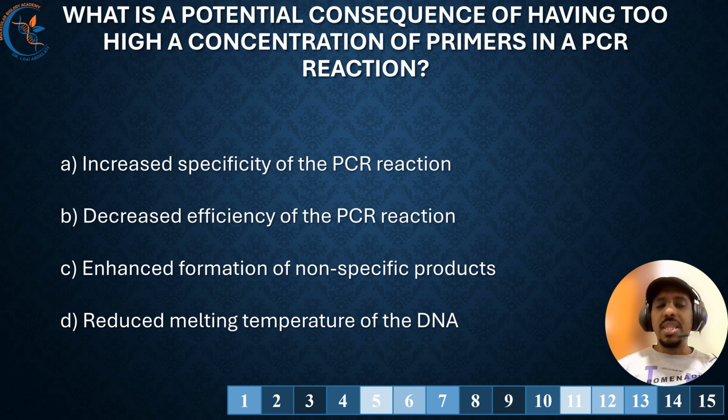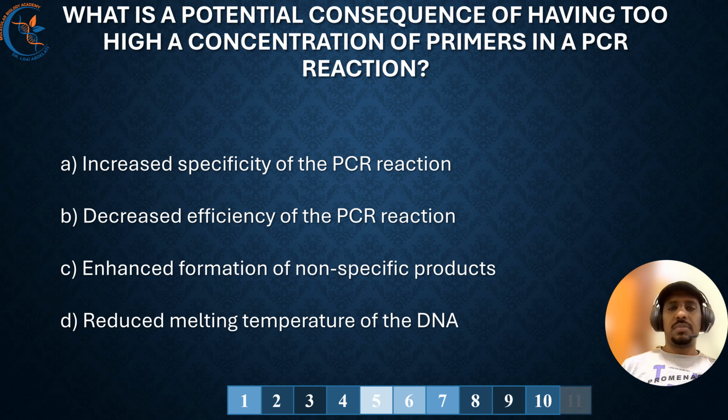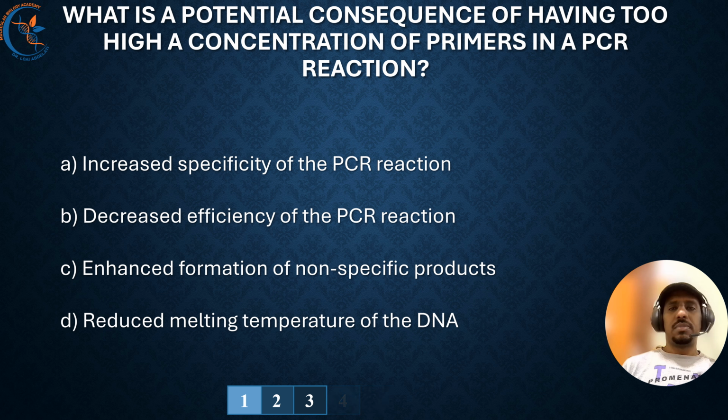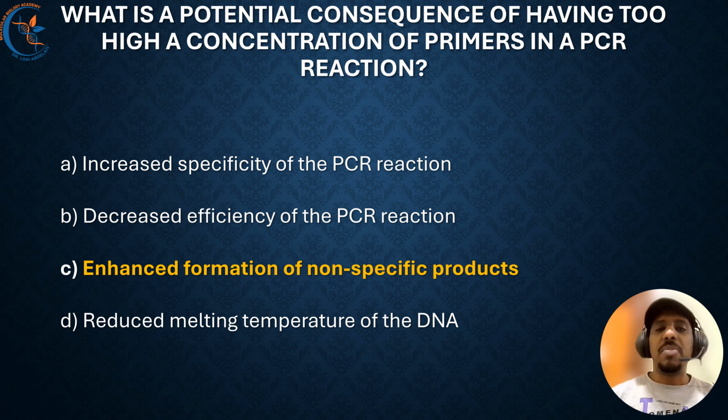Okay, next question. What is the potential consequence of having too high a concentration of primers in a PCR reaction? The correct answer, enhanced formation of non-specific product. A high concentration of primers can lead to the formation of non-specific product. This occurs because the excess primers can anneal to non-target sequences, resulting in the amplification of unintended DNA fragments. Okay, let's move on.